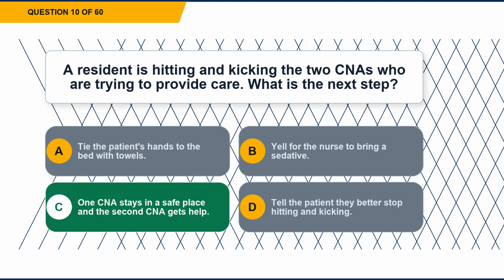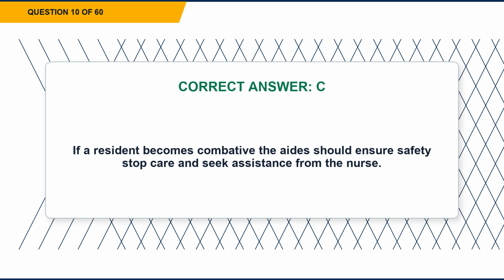The correct answer is option C. One CNA stays in a safe place and the second CNA gets help. Explanation. If a resident becomes combative, the aide should ensure safety, stop care, and seek assistance from the nurse.